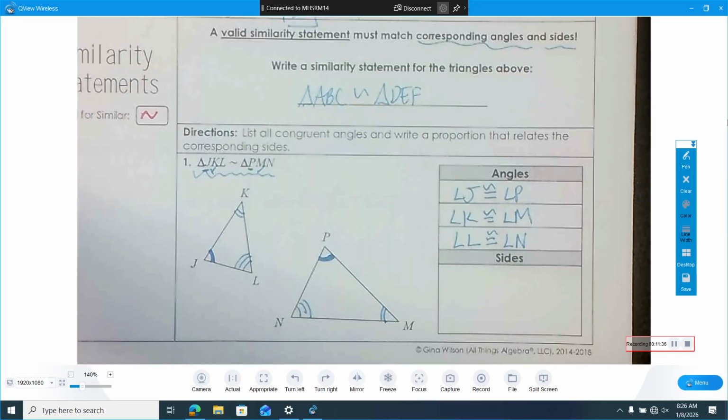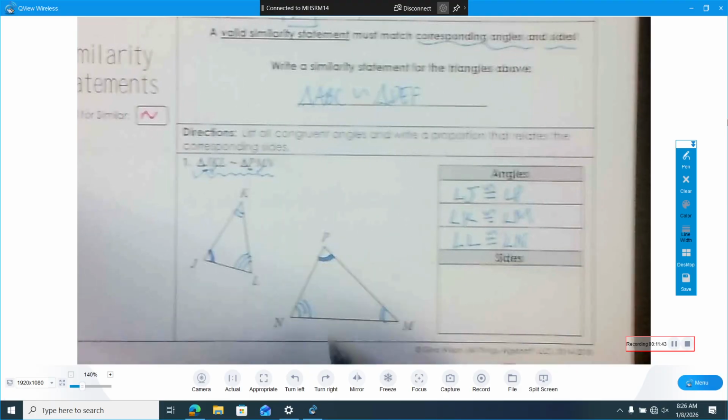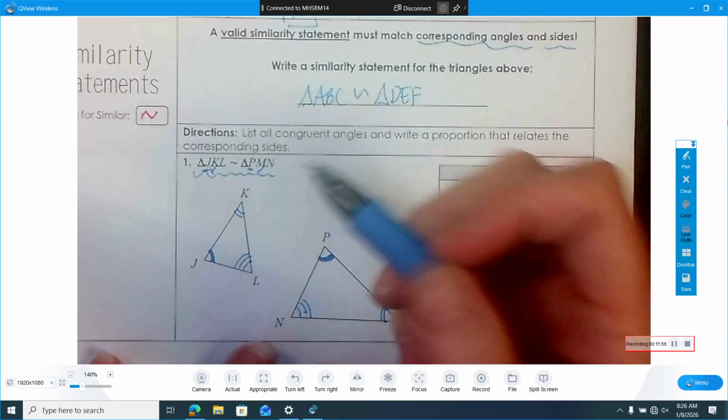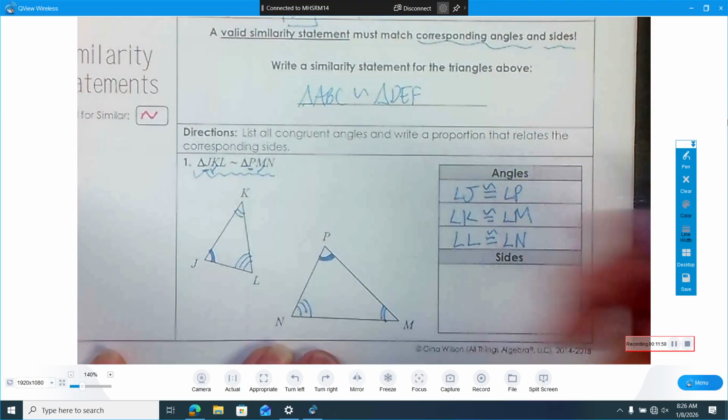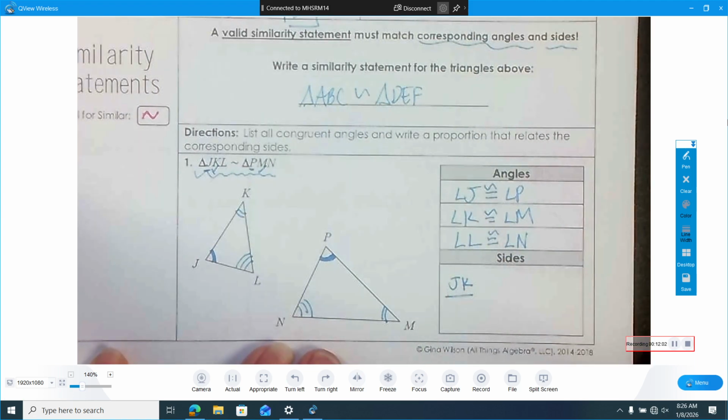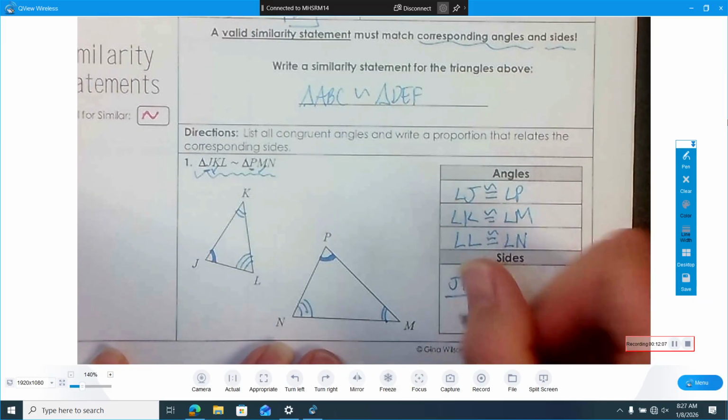Now, taking all of that, now that we have the angles listed, we can also find their proportional sides. This is really important. Are these figures oriented the same way? No, they're not. They're not nicely lined up. They are twisted around, translated and spun, rotated. So I'm going to say this side JK. JK is proportional to which side? PM.